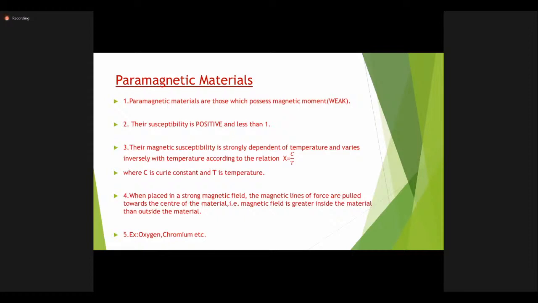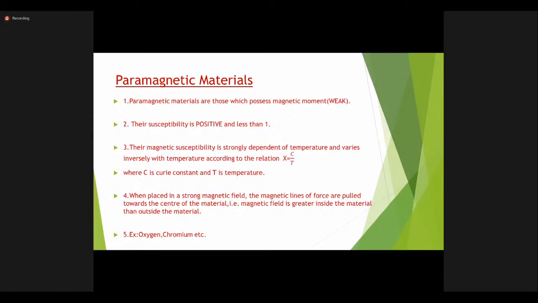When you place a paramagnetic material in a strong magnetic field, then magnetic lines of force are pulled inside the material. That means magnetic field is greater inside the material than outside the material. It has the ability to exhibit magnetism, paramagnetic material. So it will pull the magnetic lines of force inside itself. Examples are oxygen and chromium.